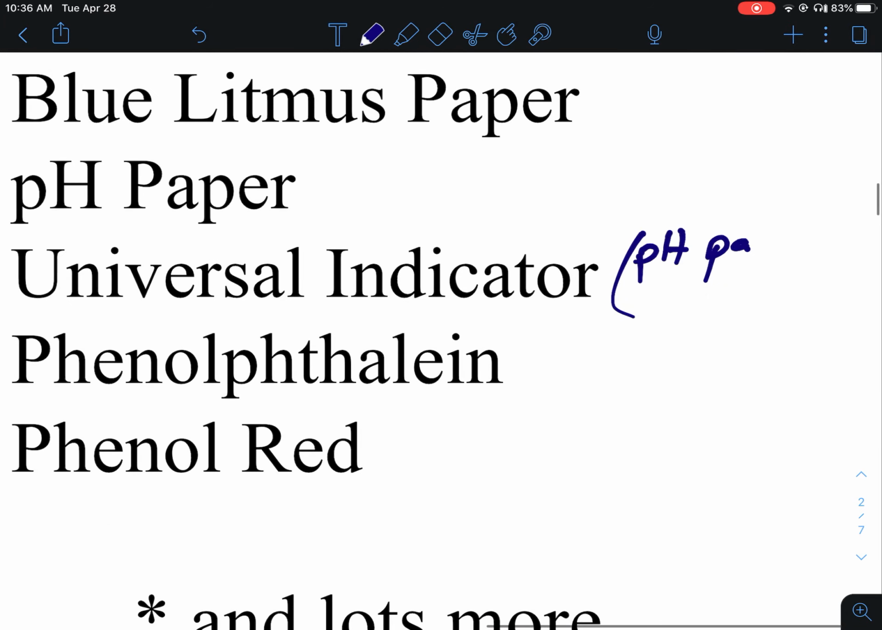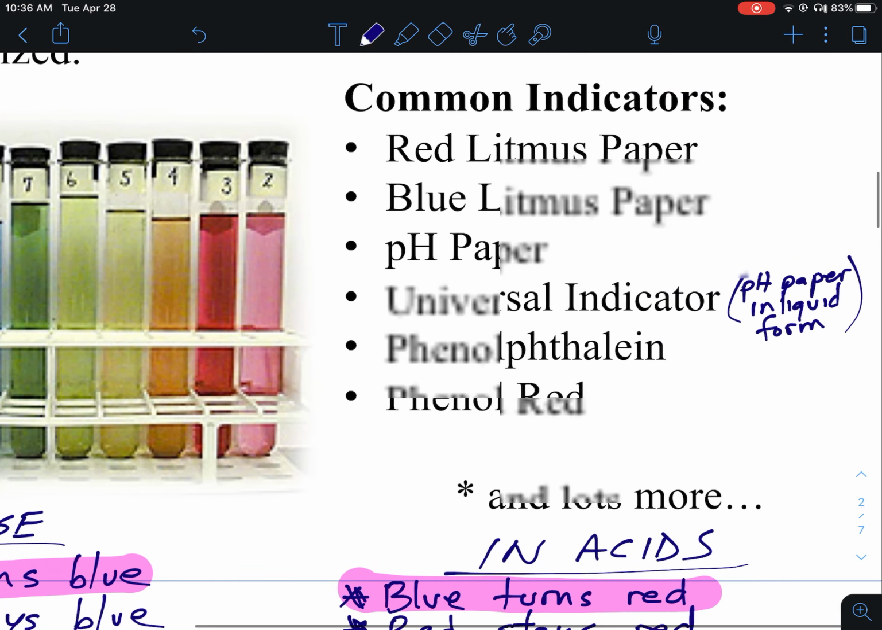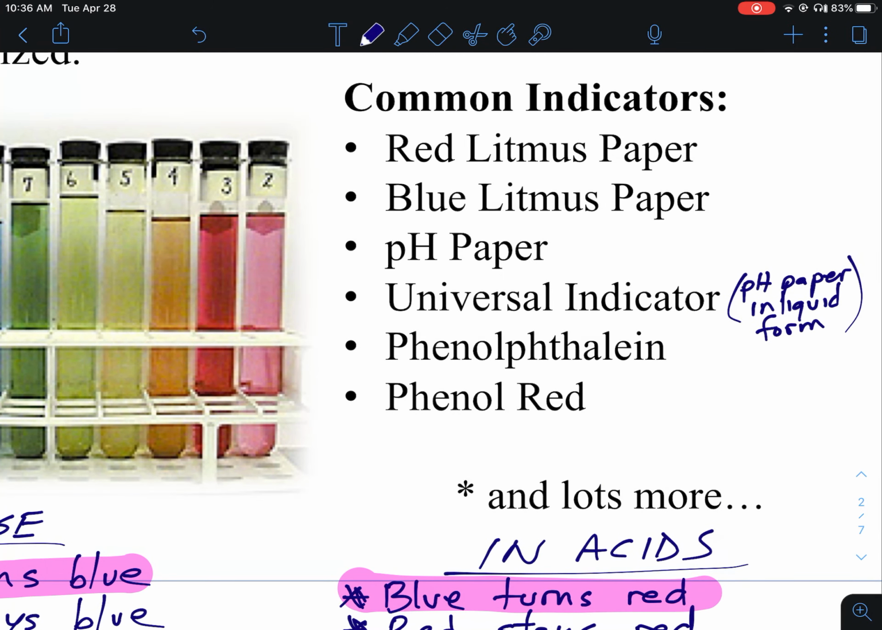Universal indicator is pretty much pH paper. It's pH paper in liquid form. Okay, so you could drop liquids into it, and the liquid would actually change color.